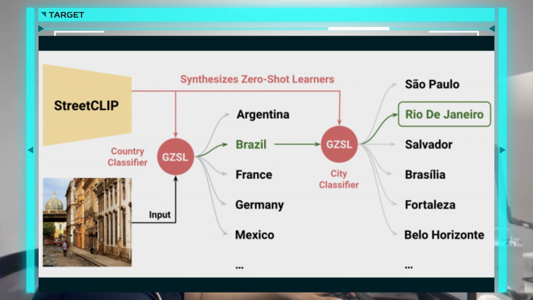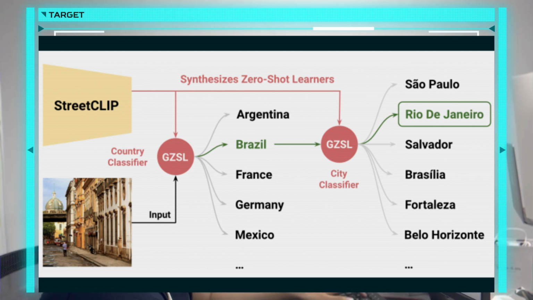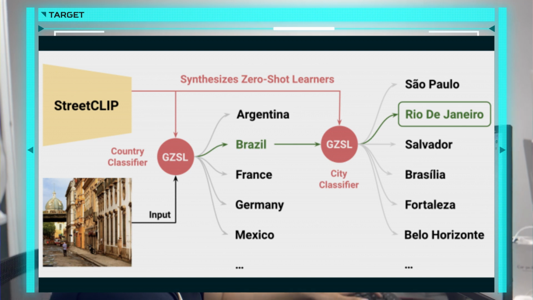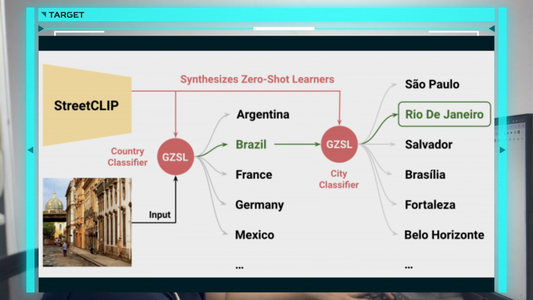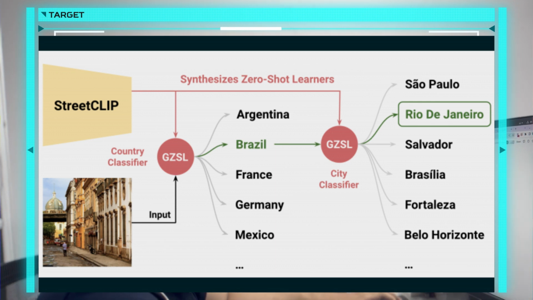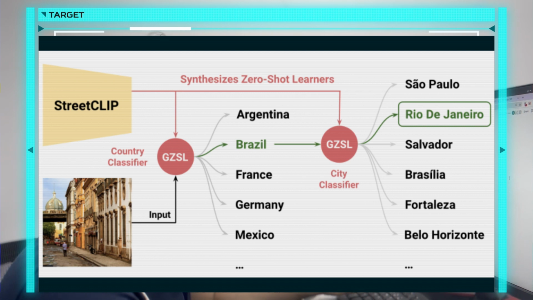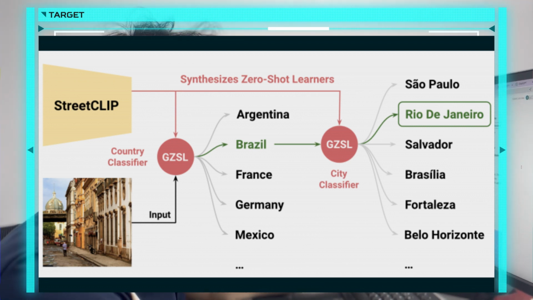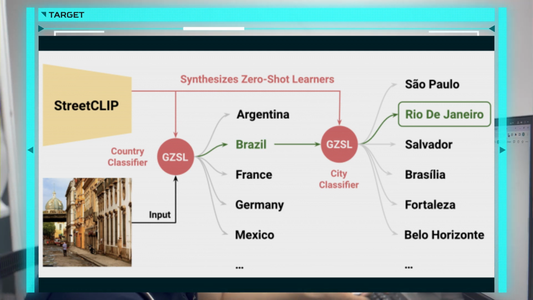And in this phase, they also apply something called hierarchical linear probing. That method starts by determining the country that is most likely associated with the image. This initial identification serves as a starting point for further analysis. StreetCLIP then proceeds to narrow down its prediction, focusing on the 30 most populous cities within that particular country.